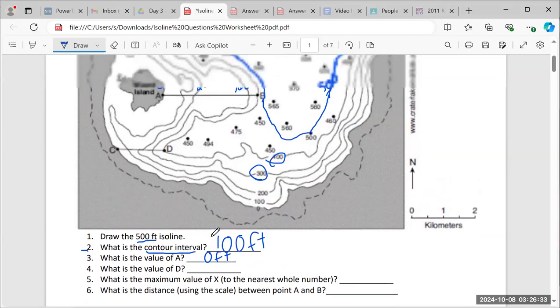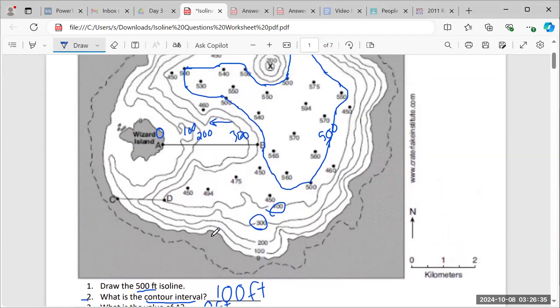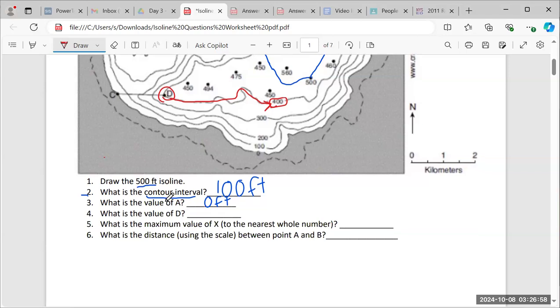And D, what is the value of D? Well, I gotta follow and look, where is D, right? Let me change to the color red. So D is right here, and take a look to see what line D follows to. D follows right here, the 400 isoline. So that means D has a value of 400.